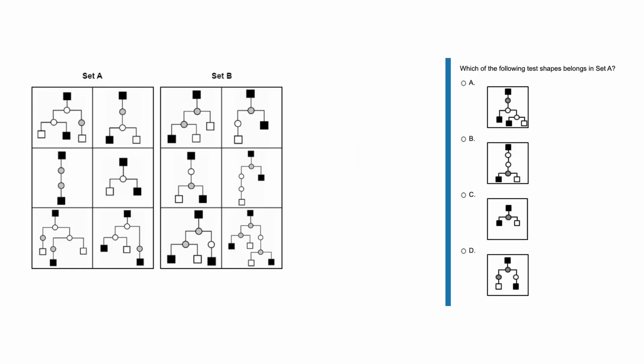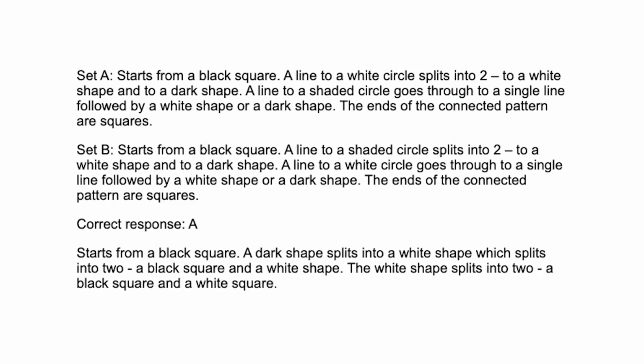and therefore if we look at the question, which of the following test shapes belong in set A, we can see that the answer is A, because it is the only box that has a grey circle that connects with 1 line to a shape and the white circle that connects to 2 shapes with 2 lines. So the answer here is A.